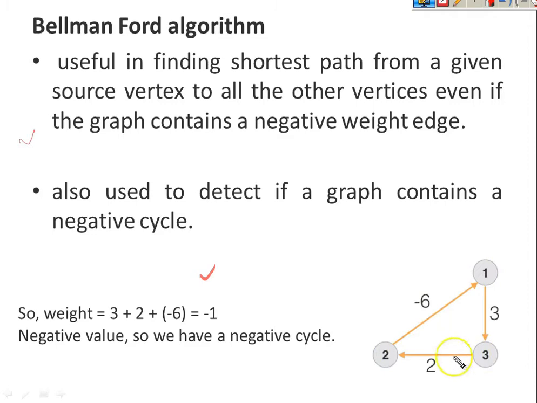For example, this is a kind of cycle where you are moving from one vertex to another and you keep on moving in the same path. So if you add all the weights of these edges, for example minus 6 plus 3 plus 2, we are getting minus 1. So if the weight of this cycle comes out to be negative, then it is said to be a negative cycle.